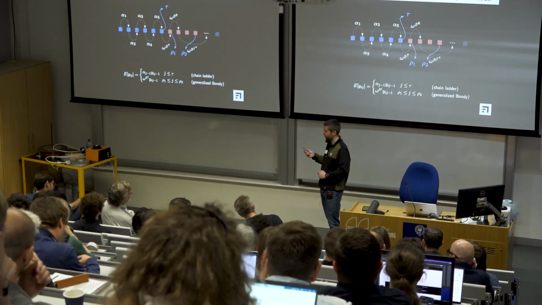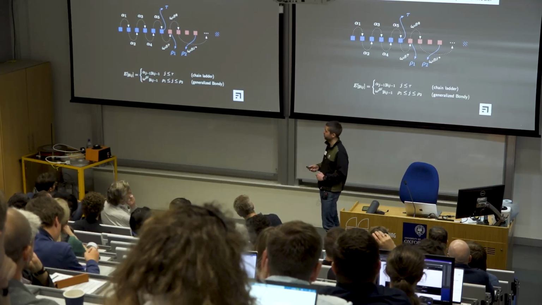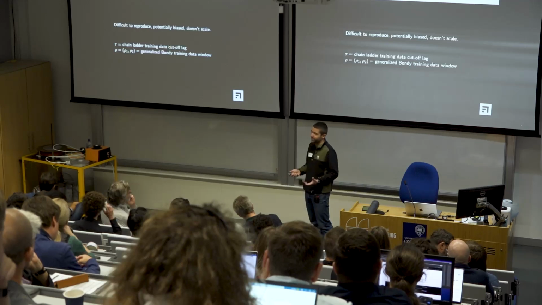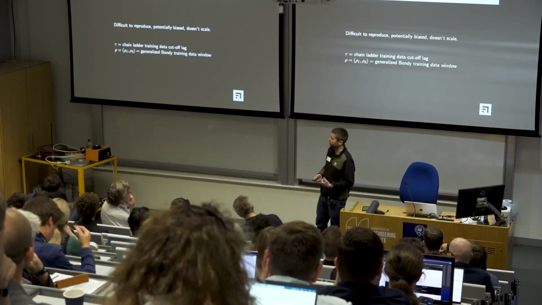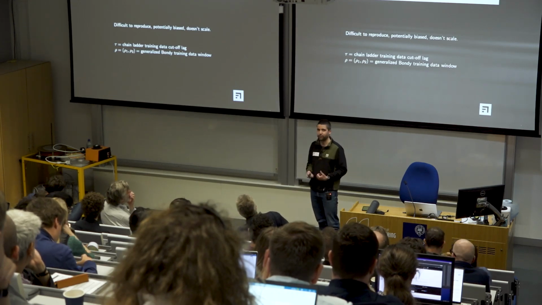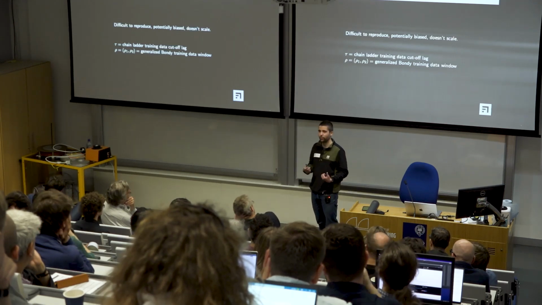So a common tail development model is a generalized Bondi model, which is simply an exponentially decaying curve on the link ratios towards flat development of 1.0. The problem with this is that tau and rho, in this case, have to be manually selected for each new data set. And I should have said the data sets are called loss triangles. That's what you'll see in that kind of triangular structure. Because you have to manually select them, they can be difficult to reproduce, potentially biased, but also for us at Ledger, that doesn't scale very well because every single new data set that comes to us, we need to estimate tau and rho separately.